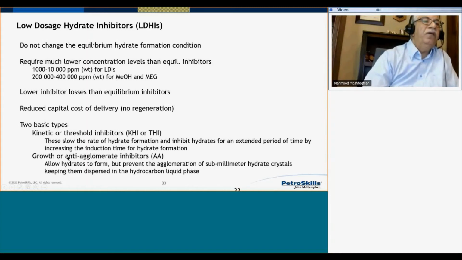Grow. For anti-agglomerate inhibitors, the second type of low dosage inhibitor, they allow hydrate formation but prevent the agglomeration of sub-millimeter hydrate crystals. So the crystals are small, we keep them separated from each other so they don't deposit, they don't precipitate and won't cause operational problems. To keep them dispersed, or to use this type of anti-agglomeration, definitely we need to have a liquid hydrocarbon phase.